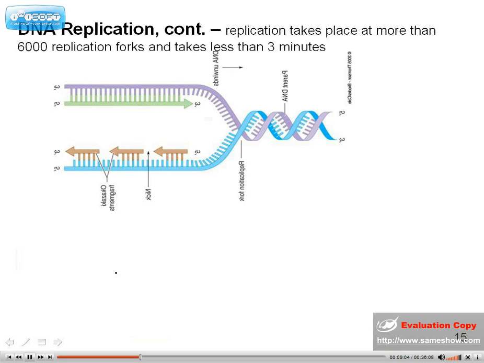So in this case, we have the parents. The parent is both in purple and blue. So for the parent, on this side we have the 3' end for the parent, and we have the 5' end. Over here, because it's anti-parallel, we have a parent 5' to 3'.